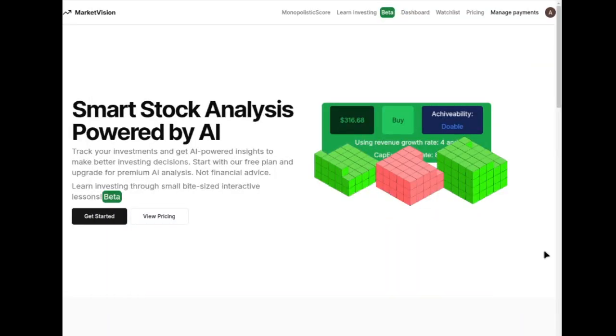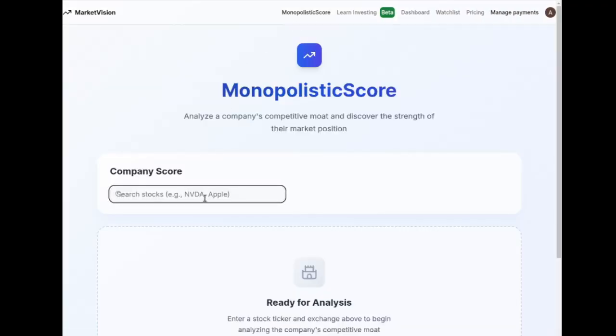So let's start. Moving over to Market Vision here, we can see that here's the navbar and we click on the monopolistic score. We can see the search box, and so we just select the company that we want, and in this case it's Microsoft, so let's just type in their ticker symbol. We can see Microsoft over here, we click on that.